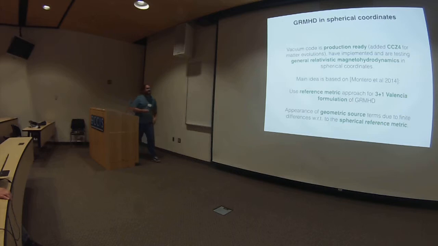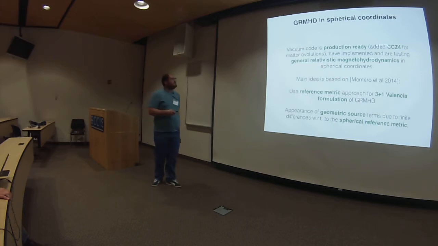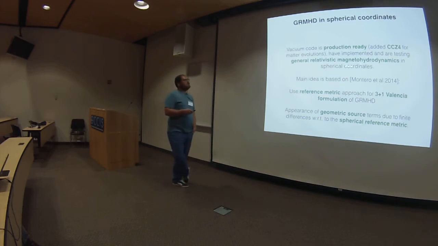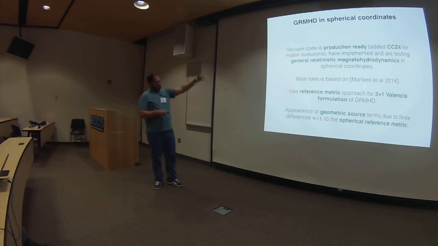All right, but I mean, nobody wants to write a 3D code just to do black holes, especially not single black holes. So we wanted to do GRMHD in spherical coordinates. So the code is production ready. We actually added CCZ4 for matter evolutions as well. And we've implemented and tested general relativistic magnetohydrodynamics in spherical coordinates. And the main idea is based on Montero et al., so the formalism that Thomas is going to talk about on Wednesday.